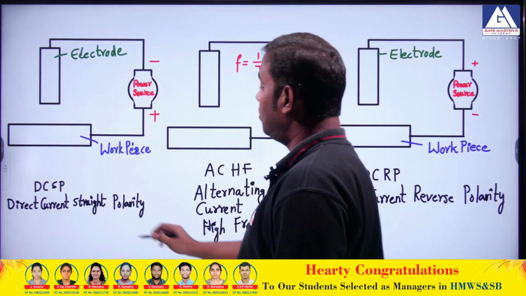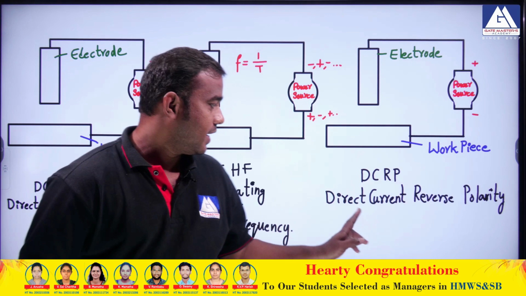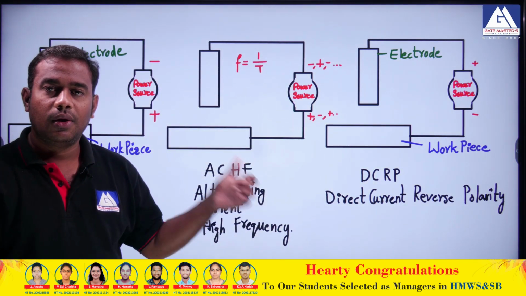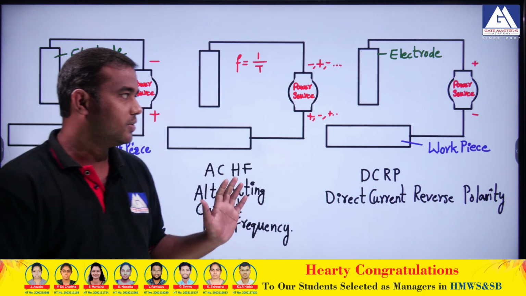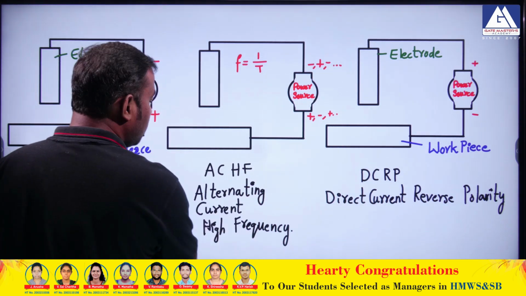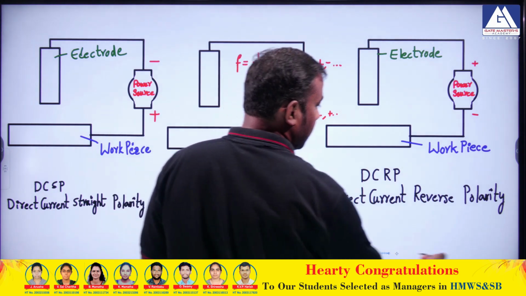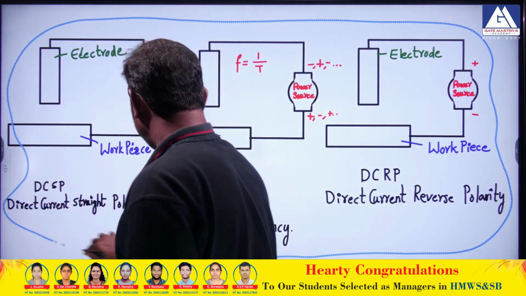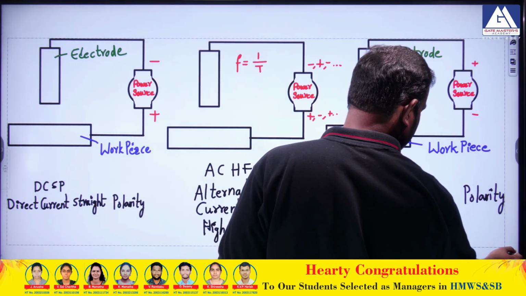So direct current straight polarity, direct current reverse polarity, and alternating current high frequency. What is the basic difference between all these three? Let's have a look at the differentiation that I am going to give based upon a simple diagram with a weld pool.